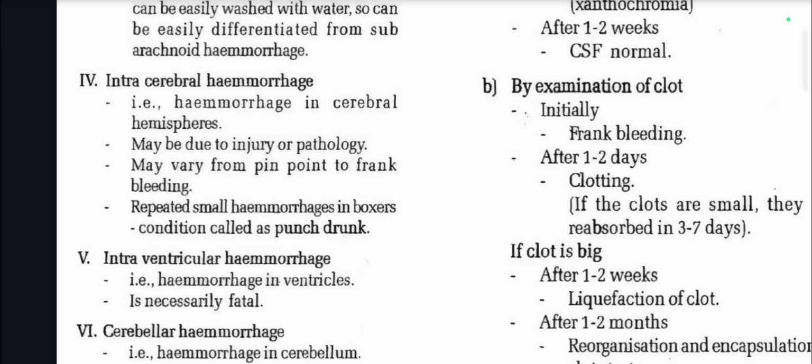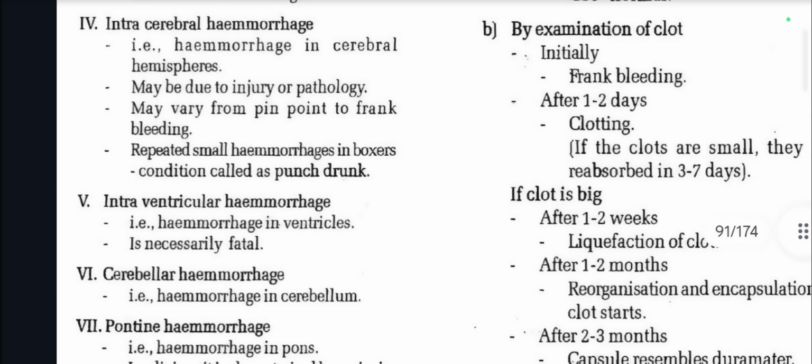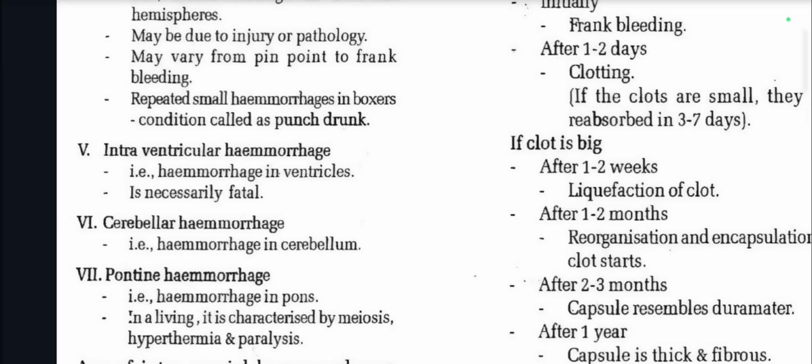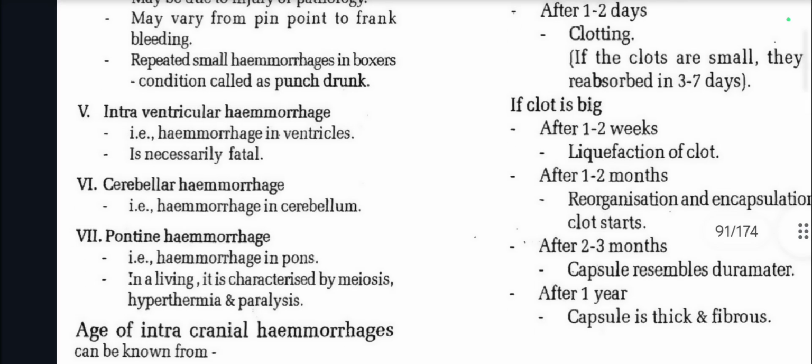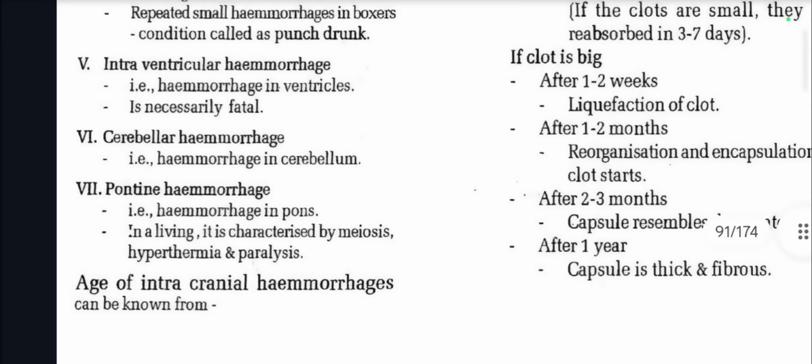Repeated small hemorrhages in boxers is called punch drunk syndrome. We are going to learn this at the last. What is intraventricular hemorrhage? Hemorrhage in ventricles. It is very fatal. Cerebellar hemorrhage is hemorrhage in the cerebellum. Pontine hemorrhage is hemorrhage in the pons. In a living person, it is characterized by miosis, hyperthermia, and paralysis.